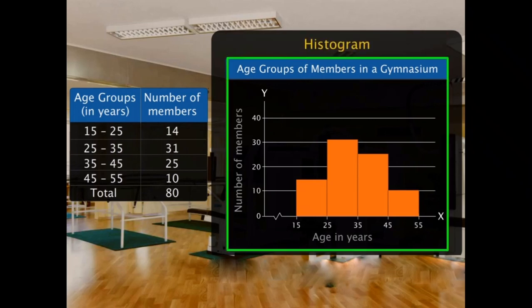Our histogram is ready. Histograms make it very easy to interpret grouped and continuous data. You can easily see that most of the members in the private gymnasium fall in the age group of 25 to 35 years.